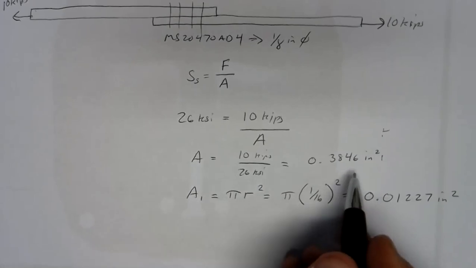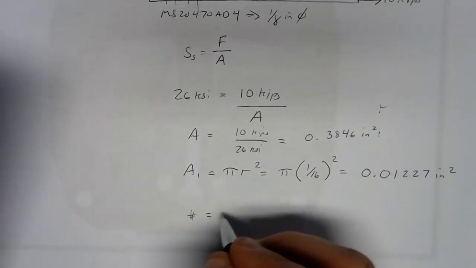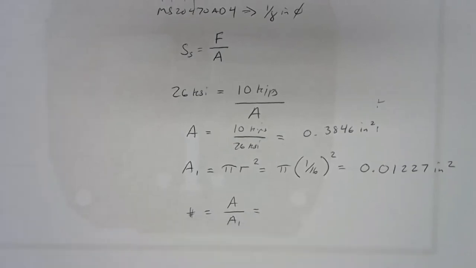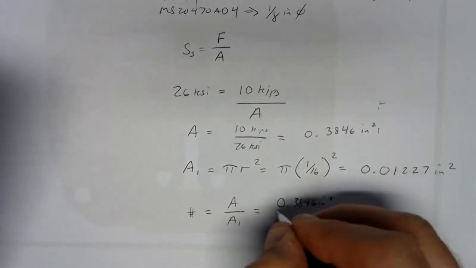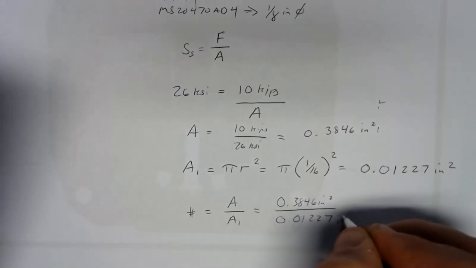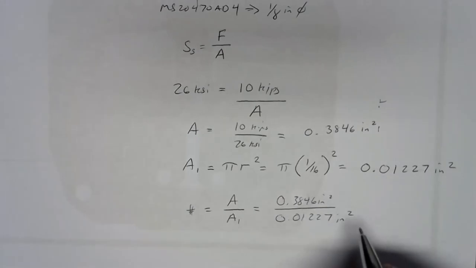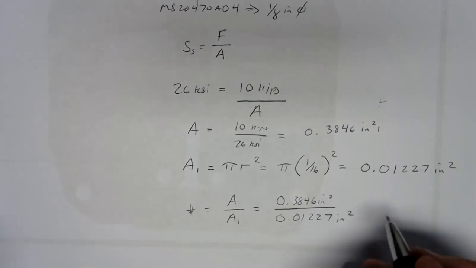To figure out how many rivets we need, the number of rivets is going to be the total area we need divided by the area of one rivet. So we'd take 0.3846 and divide it by 0.01227. You've really got to be careful of round off error here. A small amount of round off error could throw everything way off. So I'm keeping the number of sig figs consistent, and I'm expecting an answer I'll be happy with to 2 sig figs.